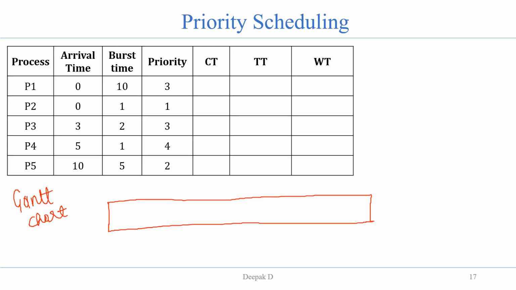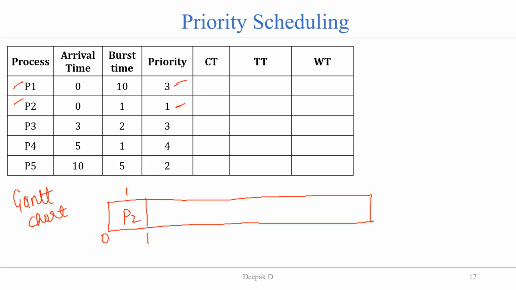In the problem, you can see at 0th millisecond, 2 processes had arrived, that is P1 and P2, and the priorities of P1 and P2 are 3 and 1. Now P2 is having higher priority than your P1. So what I do, I pick P2 and it is given to the CPU and it will execute completely because it is the non-preemptive method. It is having only 1 millisecond of burst time, so it is executed completely.